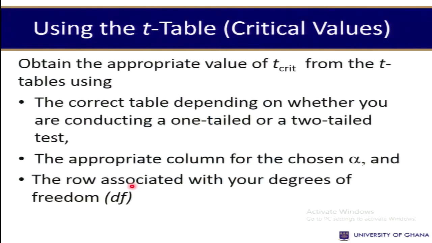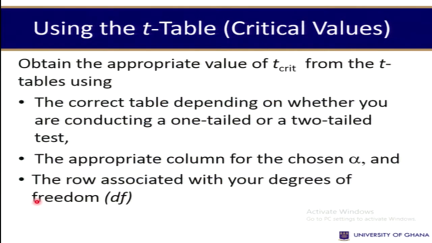So once we have one tail or two tail, and then we have our chosen alpha level, then all that we need to do is to get our degrees of freedom. And we said the degrees of freedom, if you are dealing with a one sample t-test, becomes n minus 1, where n refers to the sample size. So if you are dealing with a sample size of 20, then your degrees of freedom will be 20 minus 1, that will be 19.